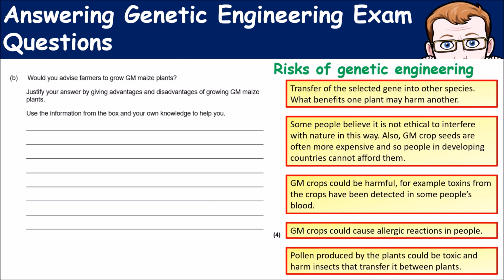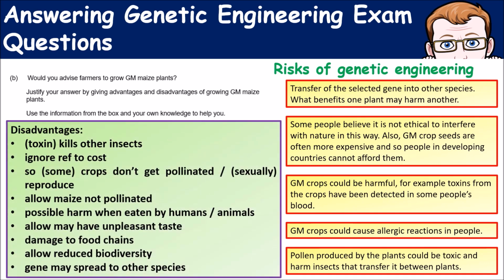Some of the key risks and disadvantages you could talk about: the toxin kills other insects that we don't want. Some crops don't get pollinated properly. It might possibly be harmful to humans or animals that eat them. It could damage the food chain, and the genes could spread to other species.